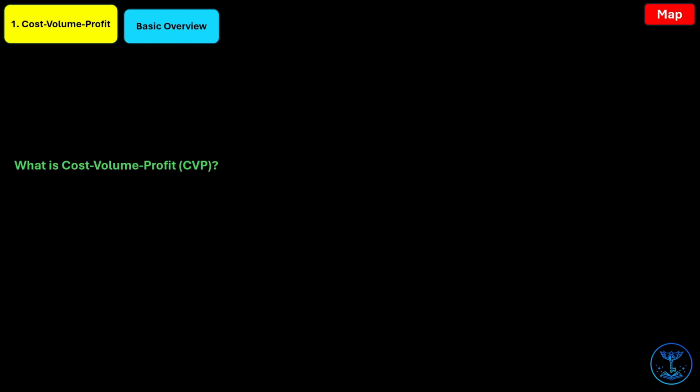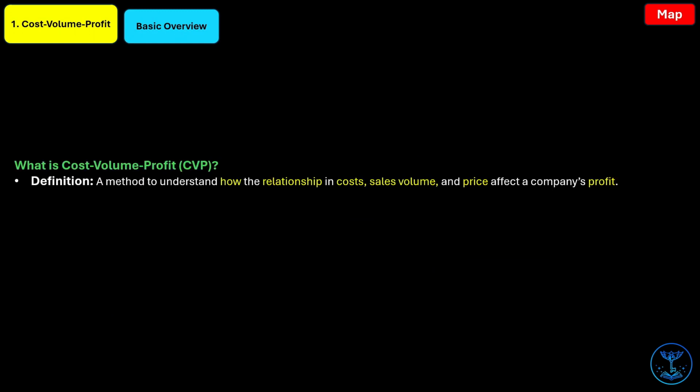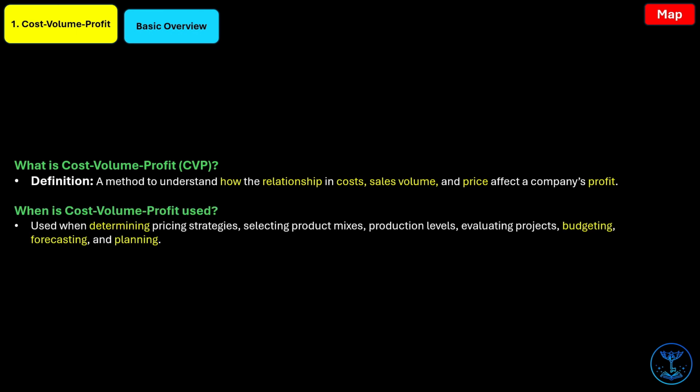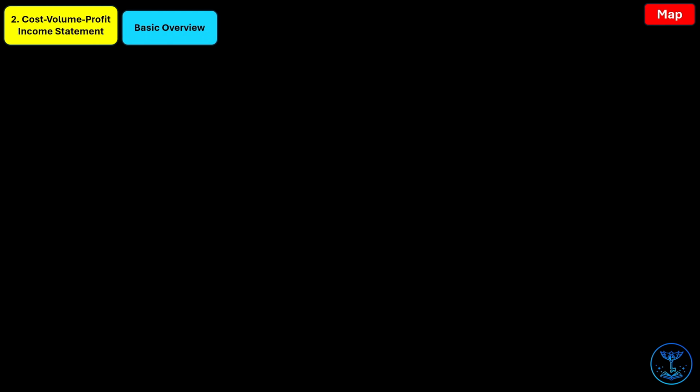So what is cost volume profit, or CVP? It's a method to understand how the relationship of cost, sales volume, and price affects a company's profit. When is cost volume profit used? It's used for determining pricing strategies like selecting product mixes, production levels, evaluating projects, budgeting, forecasting, and planning. So let's look at the cost volume profit income statement.